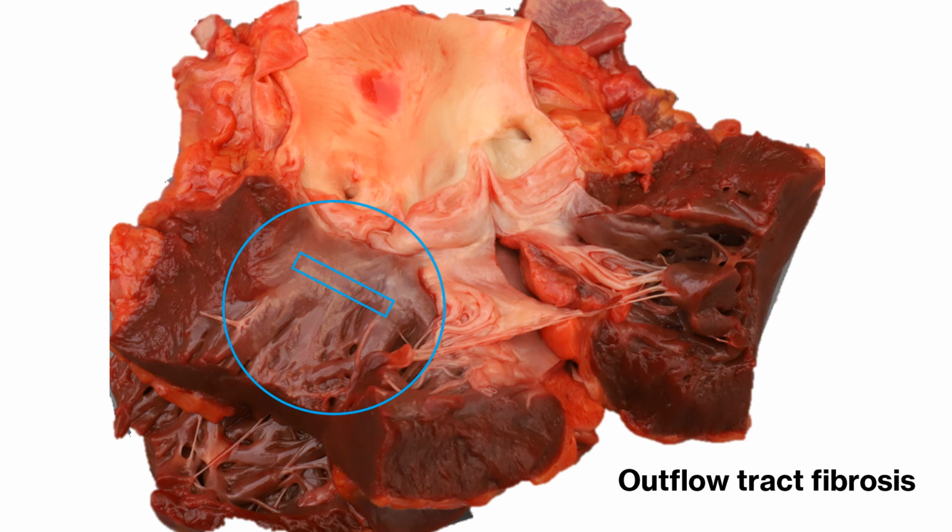Again, going back to additional sections, if you had a heavy heart with this area of fibrosis, go ahead and take a section through it as if it was another septal section as well.